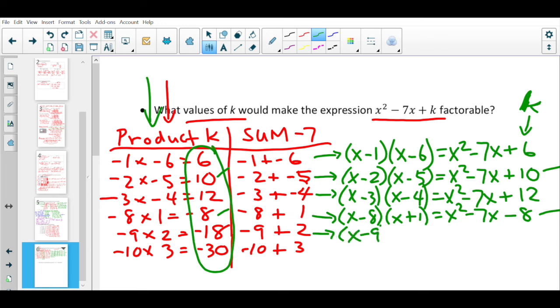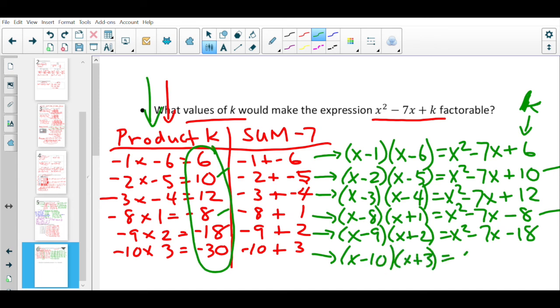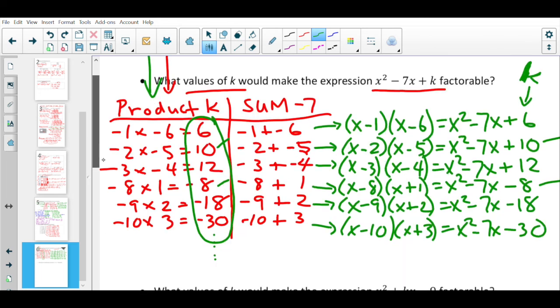x minus 9, and you can see the pattern here. x squared minus 7x minus 18. And so on. x minus 10, x plus 3, x squared minus 7x minus 30. Okay, so here are all your k values, and actually there's more and more k values there.